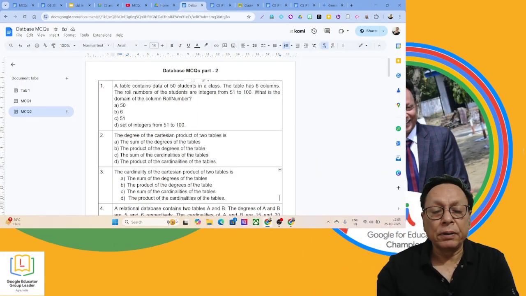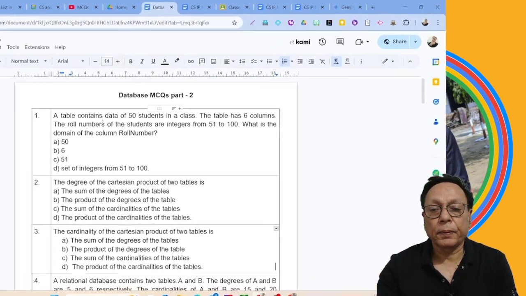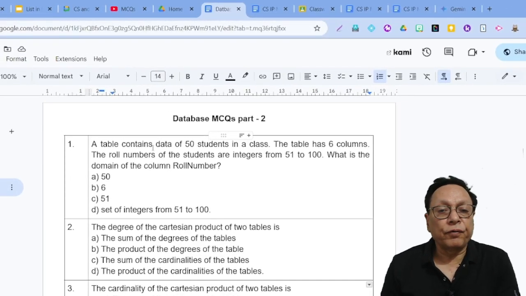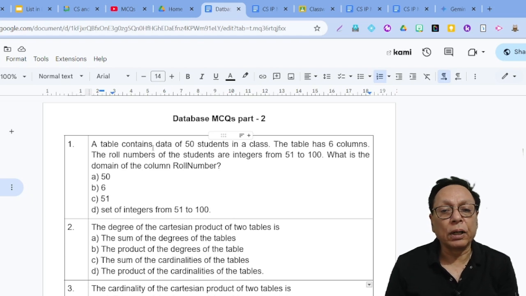So here is a table of some MCQs which I am going to discuss right now. The first question of the first MCQ is: a table contains data of 50 students in a class. The table has 5 columns. The roll numbers of the students are integers from 51 to 100. What is the domain of the column roll number?